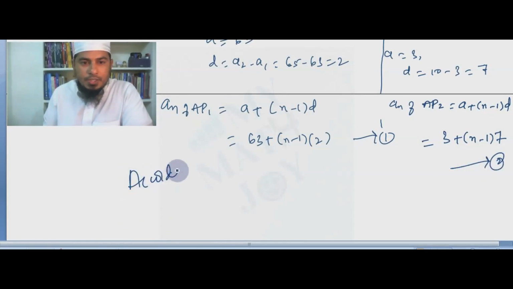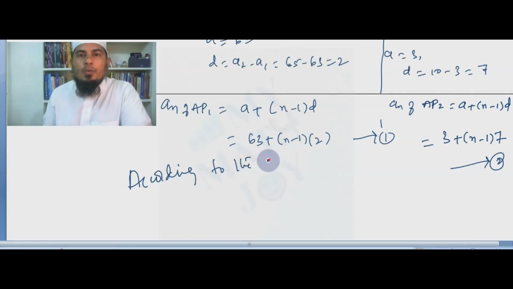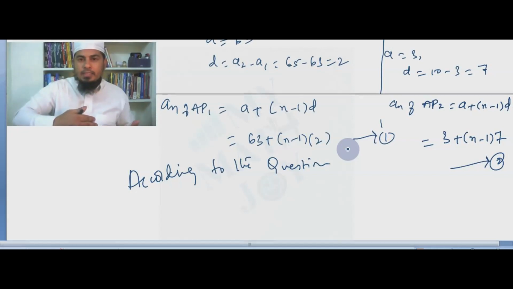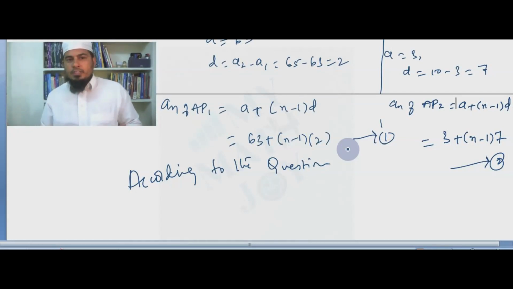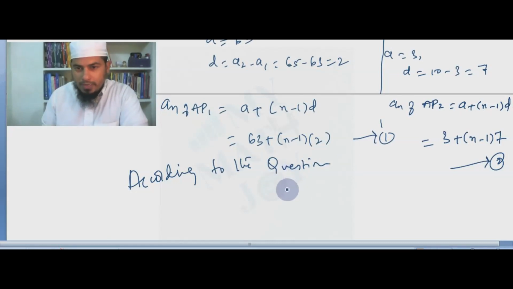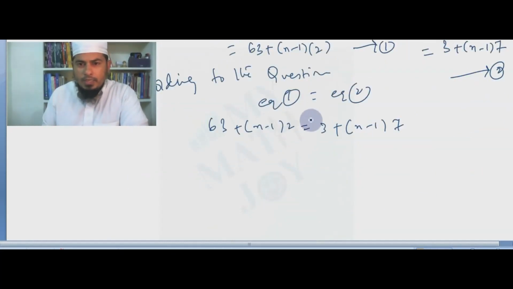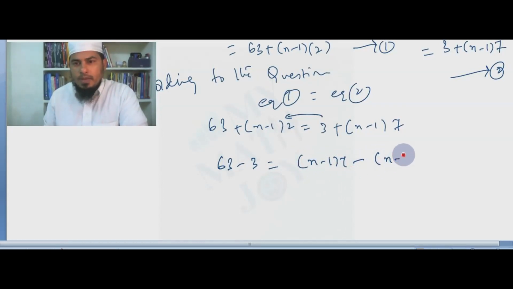According to the question, what is the question? He tells that the n term of this AP and the n term of this AP are equal. So we have to equate. Equation 1 is equal to equation 2. So 63 plus n minus 1 times 2 is equal to 3 plus n minus 1 times 7. What we do here, we will just transpose this 3 to the left side and the n terms to the right side. So 63 minus 3 is equal to n minus 1 times 7 minus n minus 1 times 2.